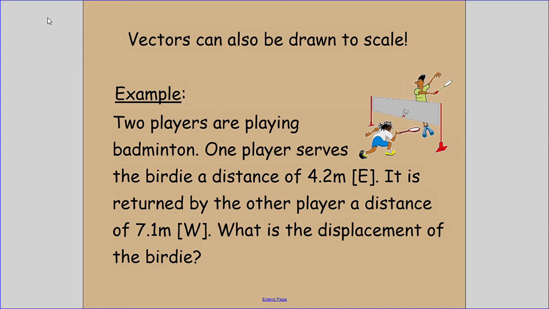So, for an example, we've got two players playing badminton. One player serves a birdie a distance of 4.2 meters east, and then it's returned by the other player a distance of 7.1 meters west. So, what's the overall displacement of the birdie? Try it out, pause the video, draw it with a ruler, and see if you can come up with the correct answer. We'll go through the math of it here, and I'll draw what it looks like, and just see how you do.